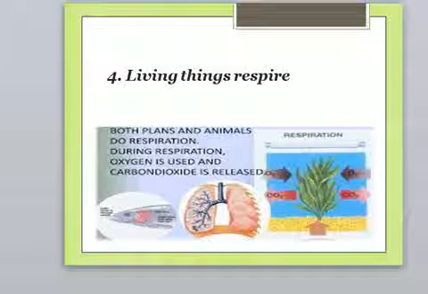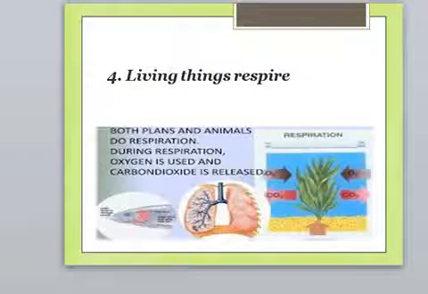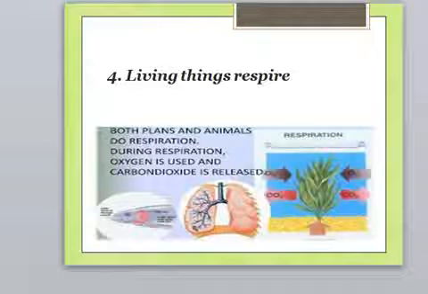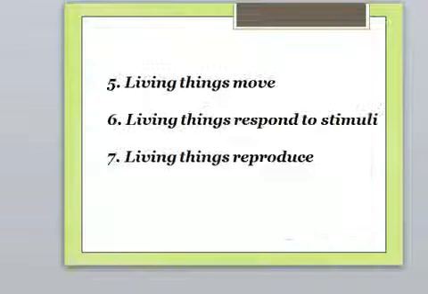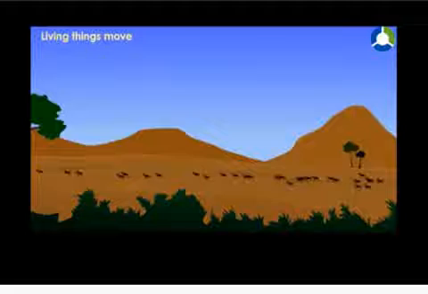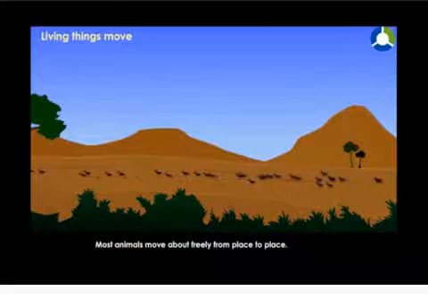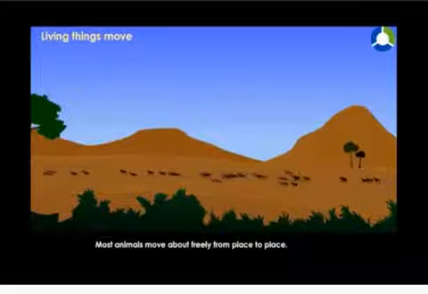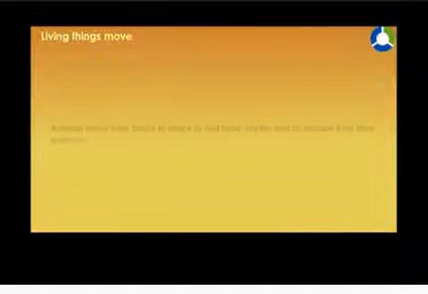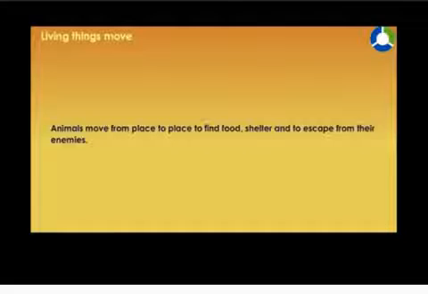Next, living things respire. Both plants and animals do respiration. During respiration, oxygen is used and carbon dioxide is released. Living things move. Most animals move about freely from place to place. This is called locomotion. Animals move from place to place to find food, shelter and to escape from their enemies.